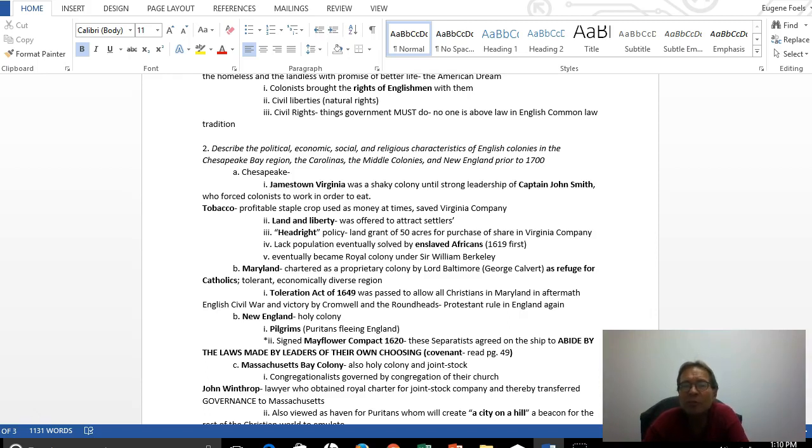Jamestown originally was a profit-seeking colony. It fails. Eventually, the Virginia Company establishes the headright policy, which promised people coming across the ocean that they would get 50 acres with a purchase of a share in that joint stock company. None of this works very well in terms of attracting enough people in order to labor, and eventually that is solved by slave populations, mainly African Americans.